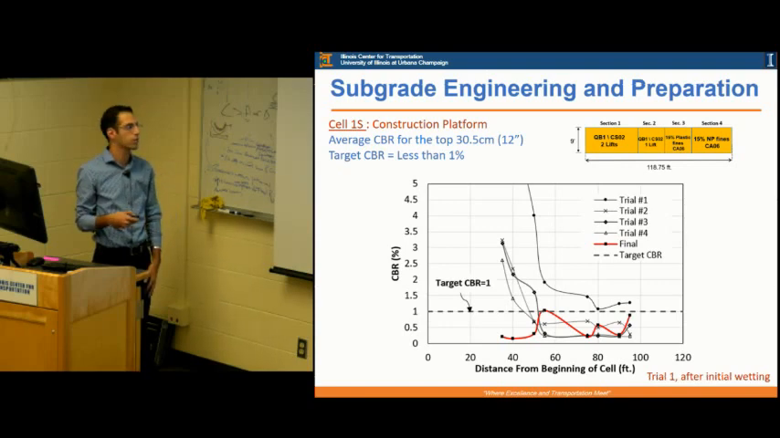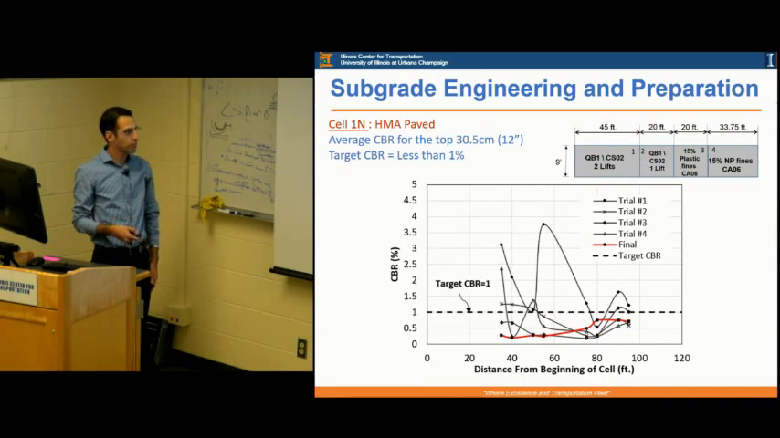and repeating the DCP and getting the profiles. So if you see, we start with something very random. The CBR is everywhere, and with continuing the trials, we get something that is more consistent. This red line here is the final trial. So our target CBR is 1, and we were able to get a CBR of less than 1 at all the points. That was the section for the construction platform. And each point here is the average CBR profile for 12-inch depth. But we made sure that this average is also consistent across the depth.